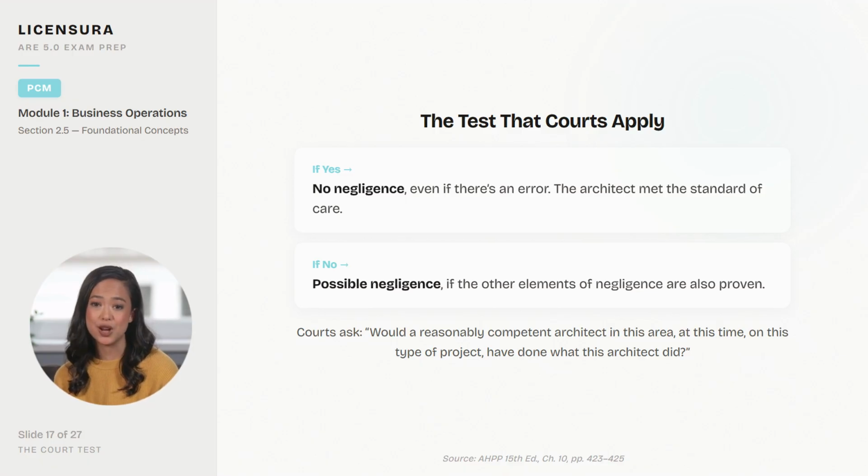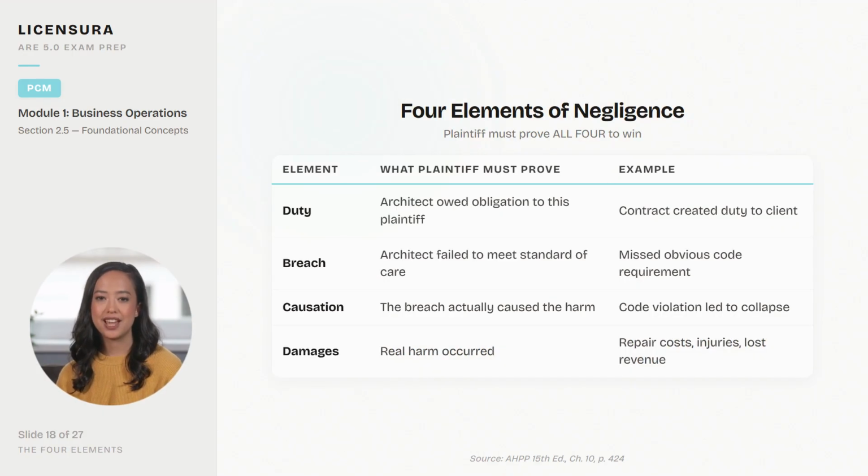Next, we'll look at what else a plaintiff needs to prove beyond the breach. They have to establish 4 separate elements of negligence, and if any one of them fails, the architect wins. Here's something that should actually make you feel a little better. To win a negligence lawsuit against you, the plaintiff has to prove all 4 elements, not 3 out of 4, not most of them, all 4. If any single element fails, the architect wins. So let's look at what they are.